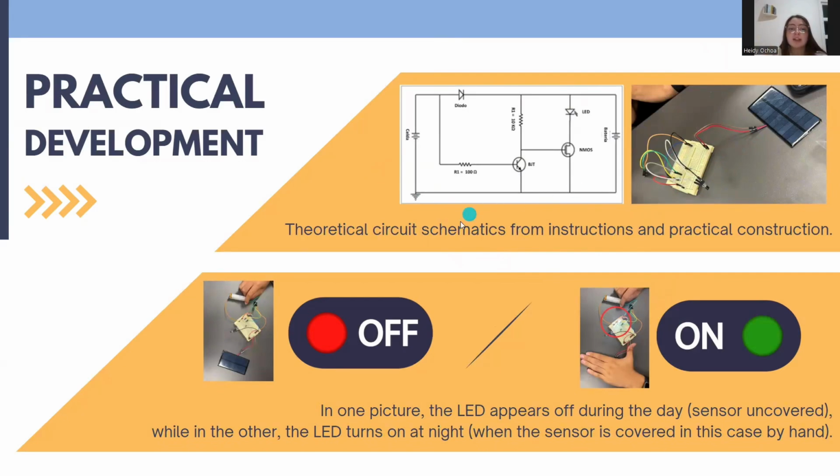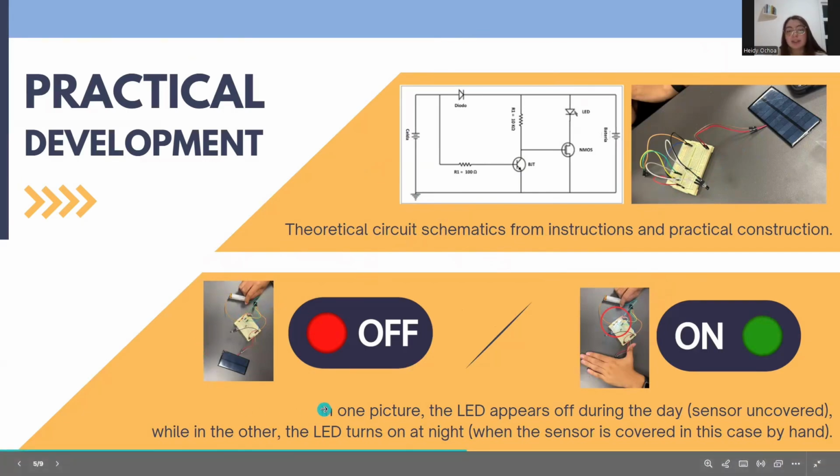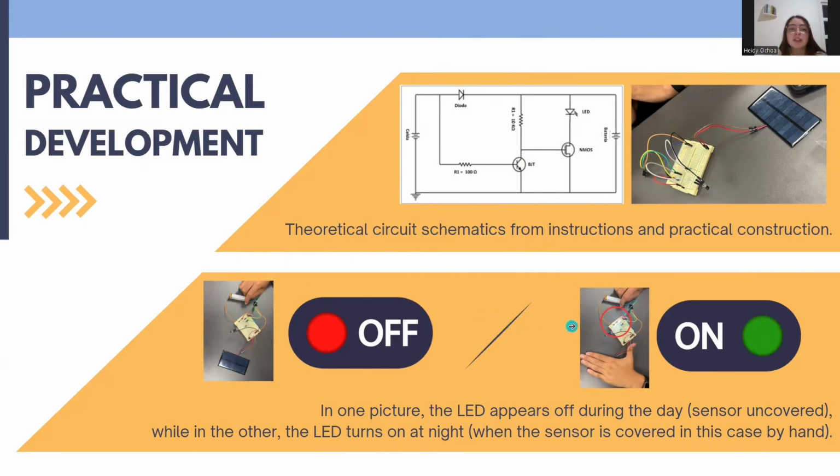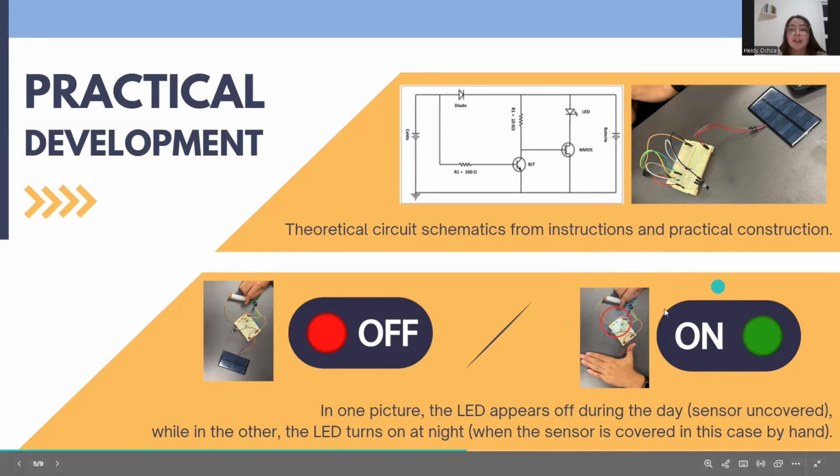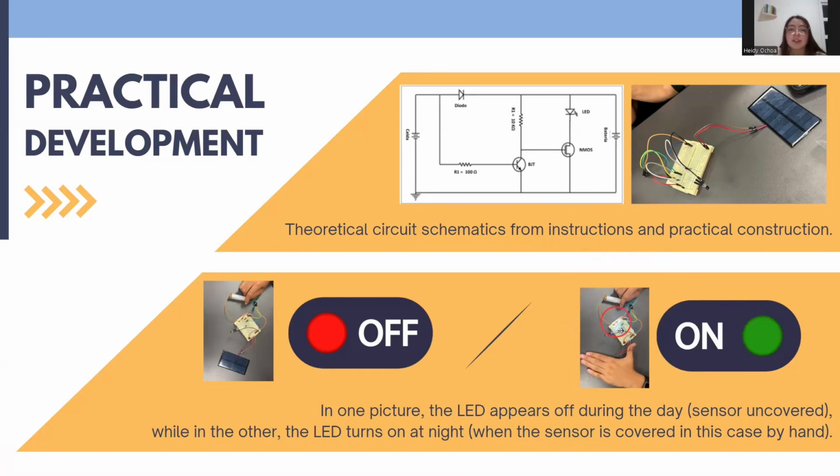With the PV cell uncovered under room light, the LED stayed off as expected, as shown in this picture. And when we covered the PV cell to simulate night, as shown in this other picture, the LED turned on. This direct day-night test validated both our biasing and the control path through the diode, BJT, and NMOS.